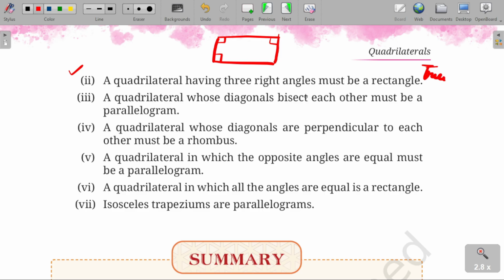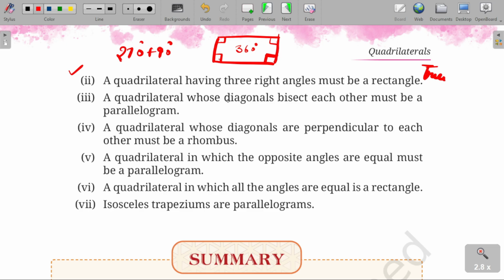This is true because with the property of a quadrilateral, the sum of all the angles of a quadrilateral is 360 degrees, right? 90 plus 90 plus 90, 270. What should be added to 270 to get 360? Again 90. So the fourth angle will also be 90 degrees, right? So yes, this quadrilateral must be a rectangle. This is true.